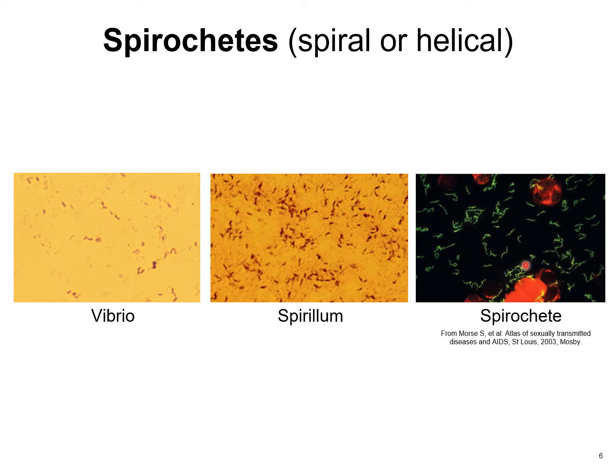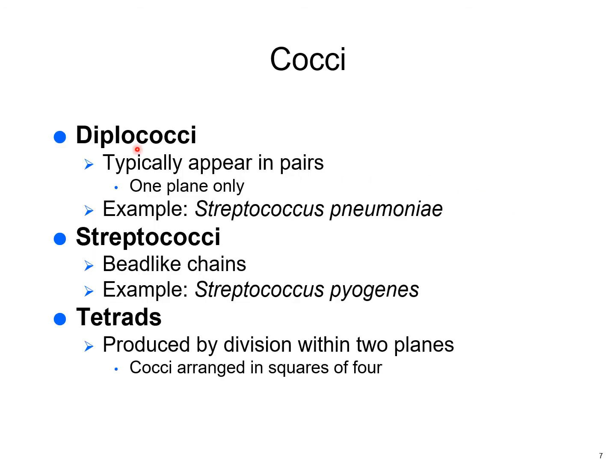Some of you may be familiar with the most common spirochete that we talk about in this class, it's going to be syphilis. Okay, diplococci. These appear in pairs, and a good example, Streptococcus pneumoniae, and Streptococci, Streptococcus pyogenes. They have little bead-like chains.